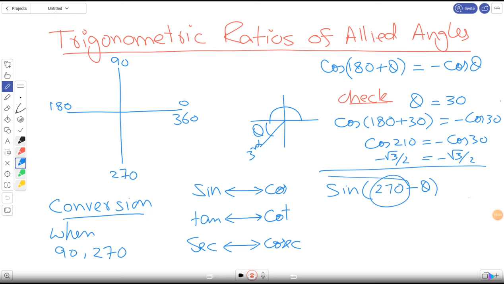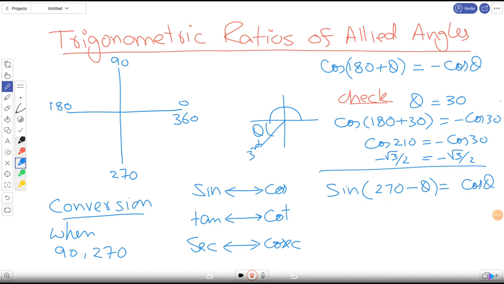So now let's talk about the lower one. Sine 270, 270 is along the y-axis. And I said before, along the y-axis we will convert. What is the criteria? 90 or 270. I will convert. Sine will convert into cos, and cos will convert into sine. So I can write very clearly and easily cos theta.